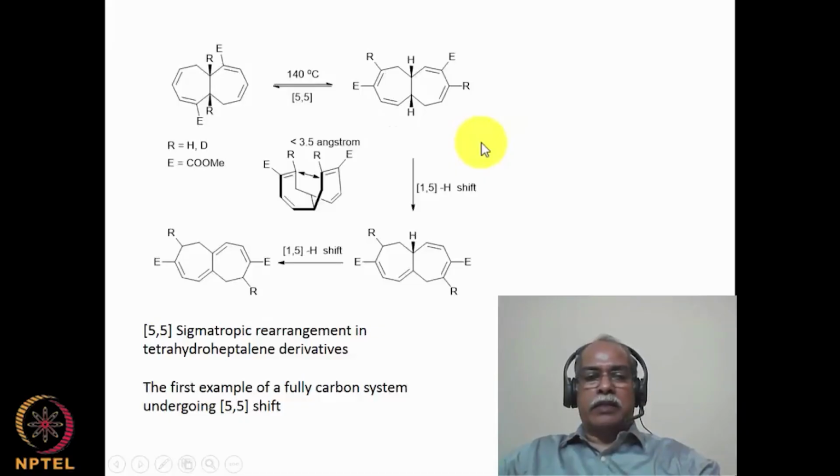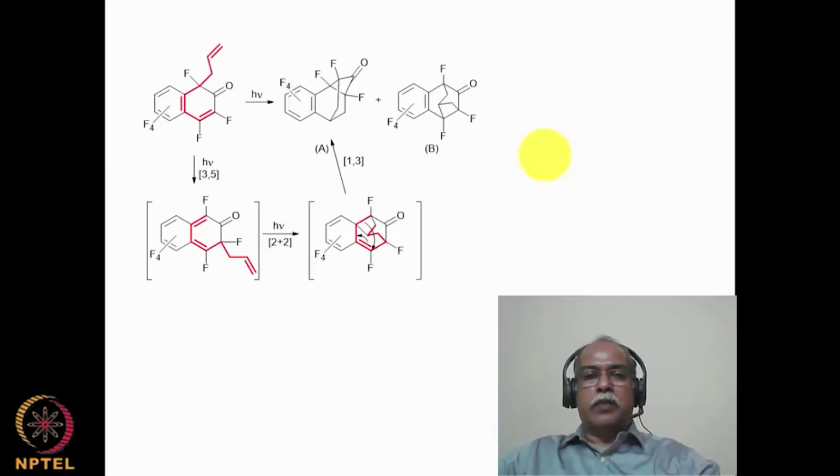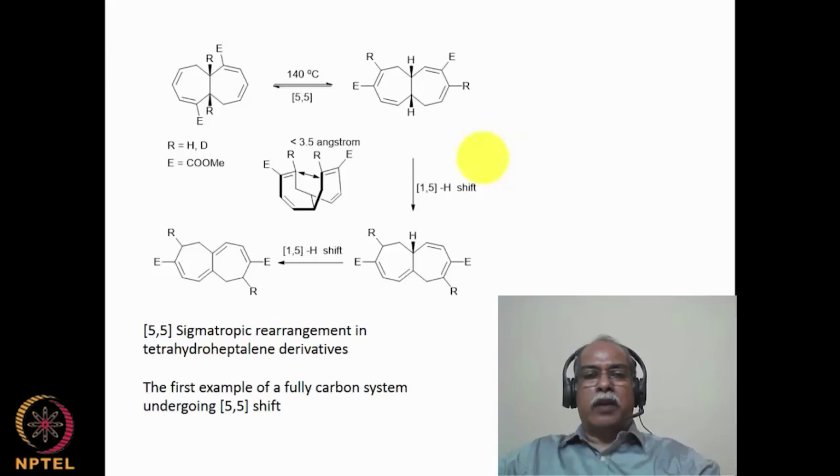Finally, we will conclude this session with an all-carbon 5,5 sigmatropic rearrangement. So far we have considered the 2,3 sigmatropic rearrangement and 4,5 sigmatropic rearrangement, and they are all not involving an all-carbon system. At least one heteroatom in the form of oxygen or nitrogen is involved. Here is an example of a 5,5 sigmatropic rearrangement of a tetrahydroheptalene derivative. This particular derivative undergoes isomerization back and forth through a 5,5 sigmatropic rearrangement.